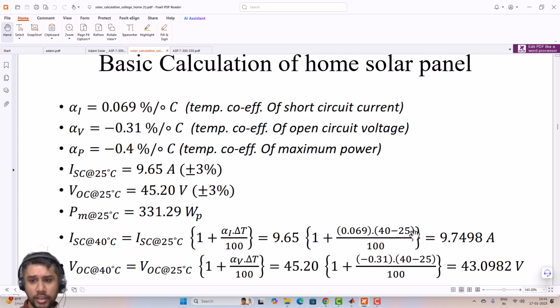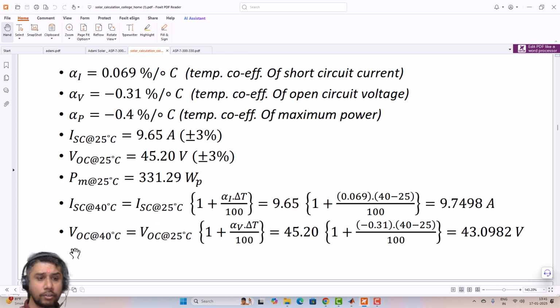So this is the value of current at 40 degrees Celsius. You can visualize this: the current increases from 25 degrees to 40 degrees. Similarly for voltage, if you want to calculate VOC at 40 degrees Celsius, it is 45.20 at 25 degrees Celsius into 1 plus coefficient of voltage into delta T divided by 100, so we get the value 43.0982. It is reducing. As the temperature increases, voltage decreases and current increases. So this is the proven case.